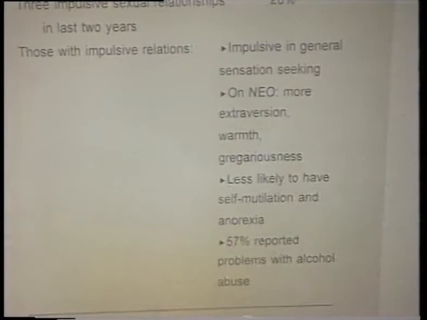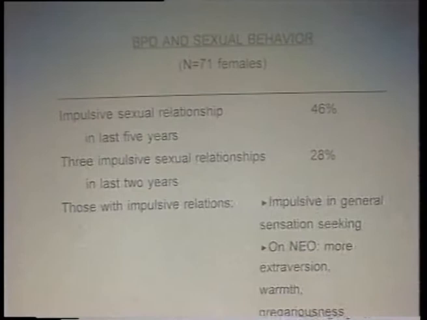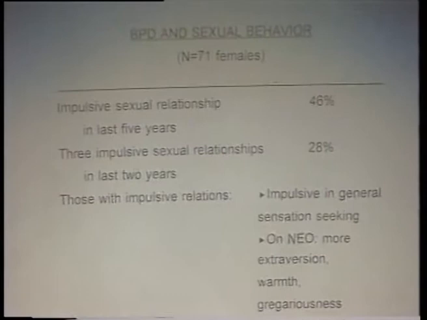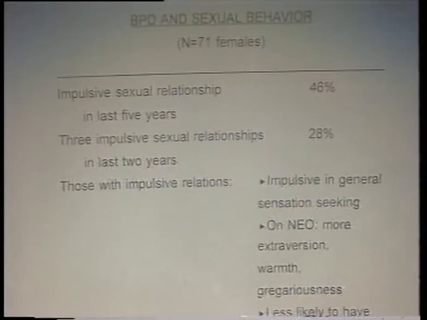And under the influence of alcohol, without any protection. Notice, only 46% had impulsive sexual behavior in the last 5 years. What that means is that over half of the borderline women had no sexual contact at all.